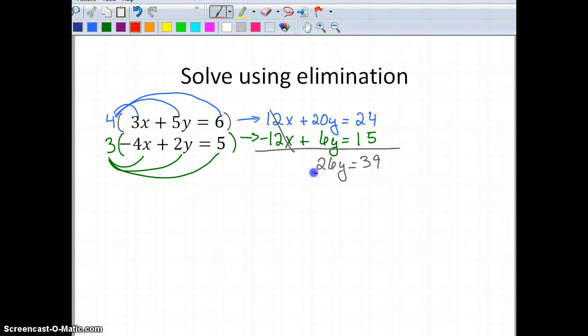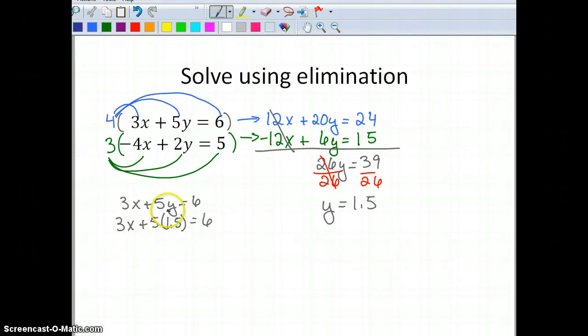Okay, I'm not liking the way this looks. I'm going to divide each side by 26. Now when I simplify this, if I plug it in my calculator, I'm going to get 1.5. If I were to simplify it, I would get 3/2. So now I've got my y value. Let's plug it in to find x.